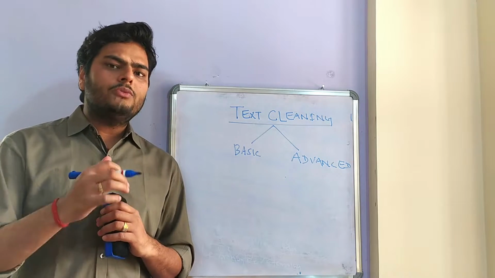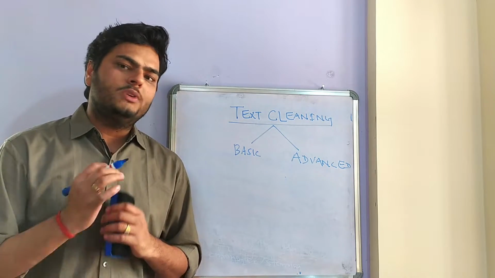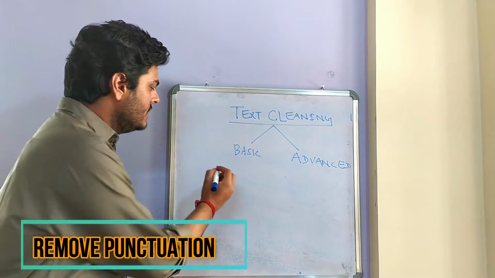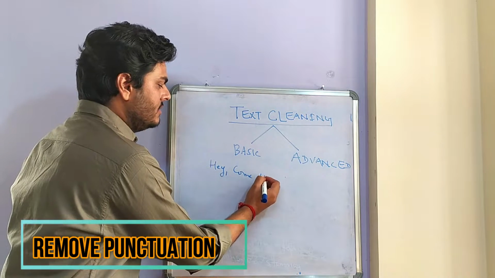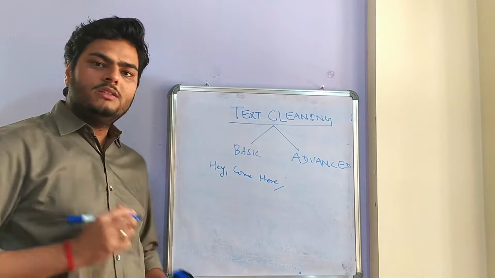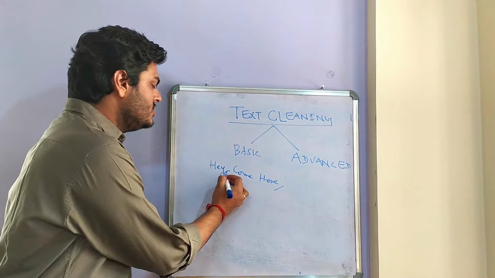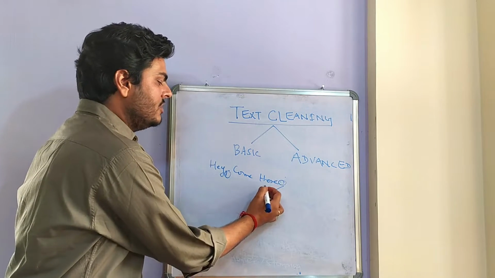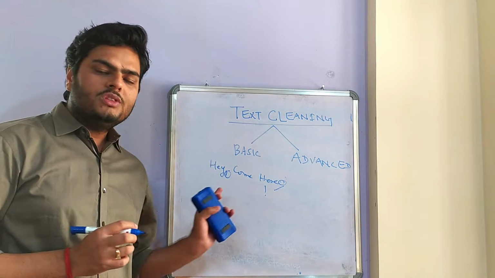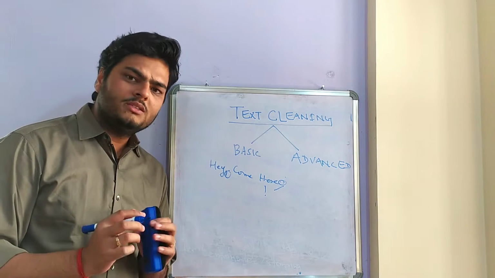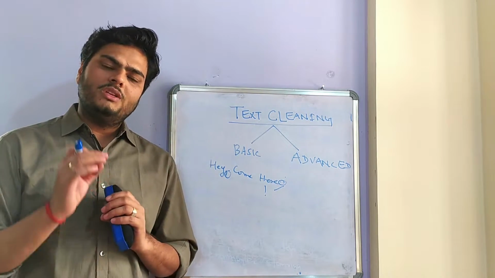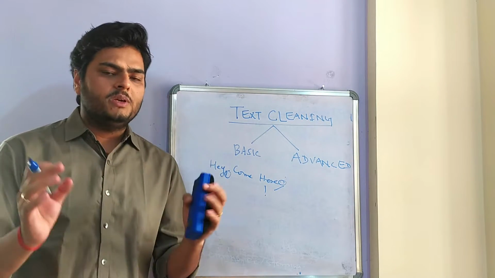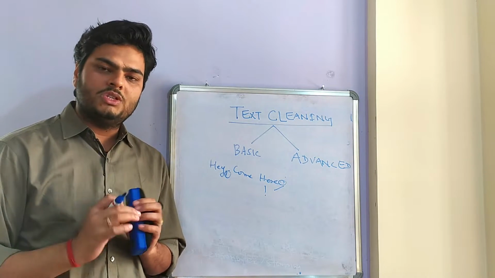Okay, to start with, number one is removing punctuation. So what is the meaning of that? If I say a sentence like this, hey, come here, there are some punctuations here, like a full stop. These things do not make much sense when it comes to the analysis of the words. So that is one basic step of text pre-processing or cleaning, removing punctuation.